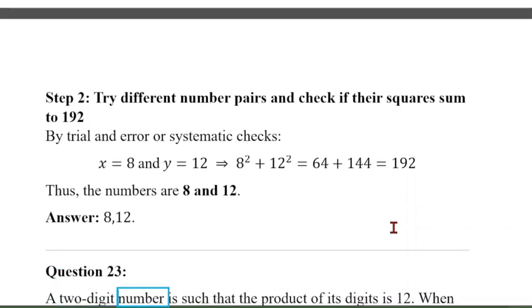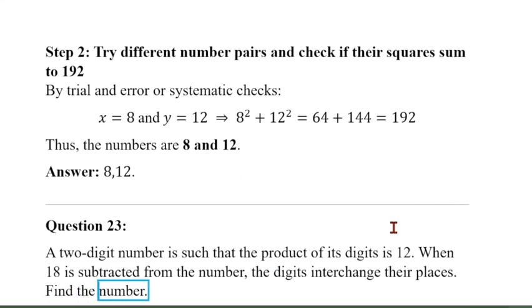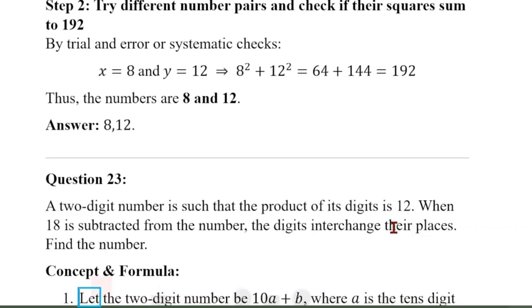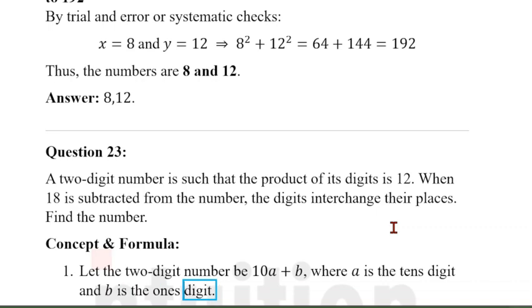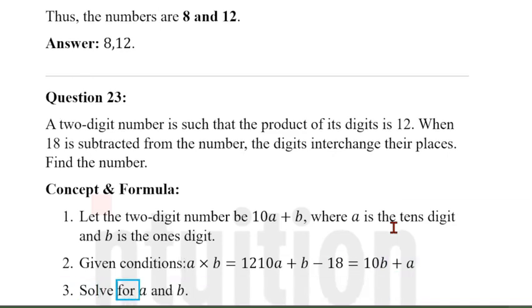Question 23. A two-digit number is such that the product of its digits is 12. When 18 is subtracted from the number, the digits interchange their places. Find the number. Concept and formula. 1. Let the two-digit number be 10a plus b, where a is the tens digit and b is the ones digit. 2. Two given conditions: a times b equals 12, and 10a plus b minus 18 equals 10b plus a. 3. Solve for a and b.